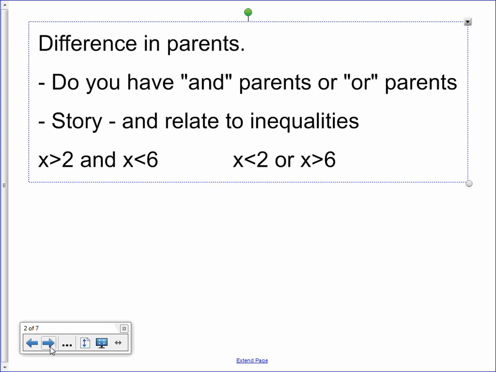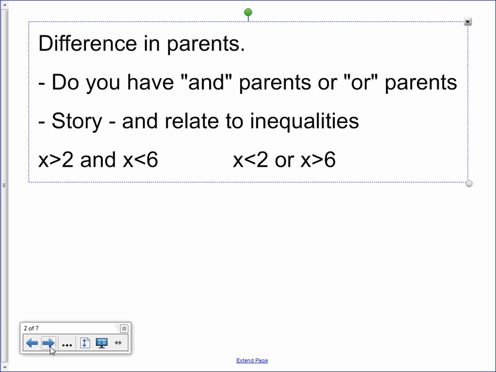So, difference in parents. Here's a story for you to relate to and or statements. What kind of parents do you have? Do you have the and parents or the or parents? An and parent would say, before you go out tonight, you have to clean your room and do the dishes, where an or parent would say, before you go out tonight, you need to do the dishes or clean your room. So there is a choice with the second one. With the first one, there is not.